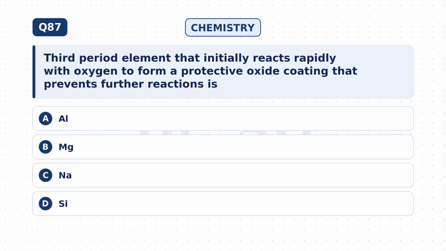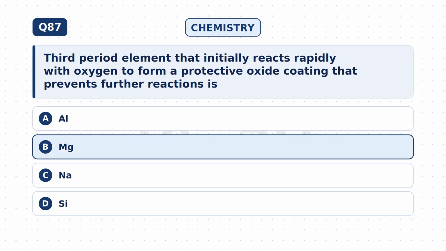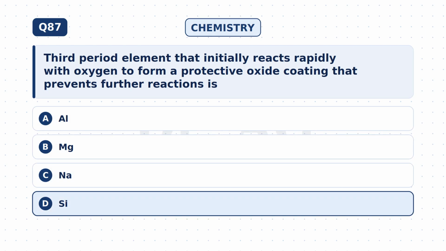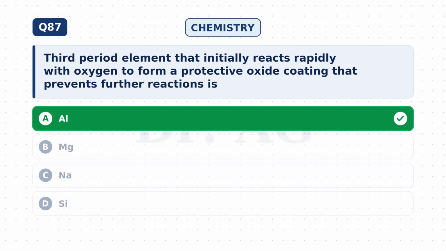Question 87. Third period element that initially reacts rapidly with oxygen to form a protective oxide coating that prevents further reactions is Option A, Al. Option B, Mg. Option C, Na. Option D, C. The correct answer is A, Al.